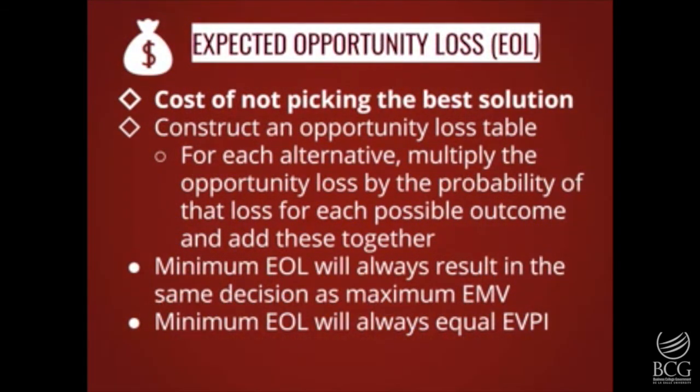Next, we have the expected opportunity loss, or EOL. This is the cost of not picking the best solution. To get this, first, we need to construct an opportunity loss table. Next, for each alternative, multiply the opportunity loss by the probability of that loss for each possible outcome and add these together to get the EOL. Take note that the minimum EOL will always result in the same decision as the maximum EMV, and the minimum EOL will always be equal to the EVPI.